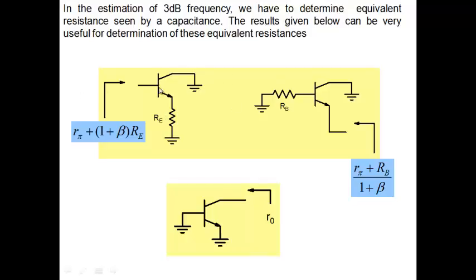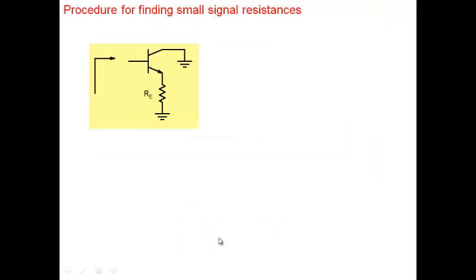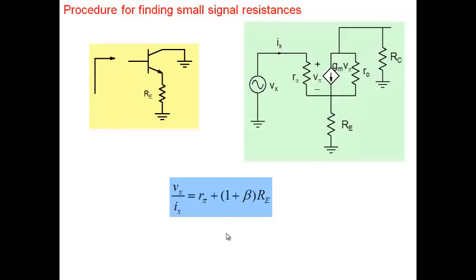I would like to use these results: when I look into the base, my resistance is R pi, and anything in the emitter gets multiplied by beta. If you want, you can keep 1, but most of the time we'll neglect it. When you look into the emitter, the resistance that you see is R pi plus RB, the whole thing divided by beta. Or if you look into the collector, it's a resistor which is very high, R naught. There are other results as well, and I could have put a resistor here also, and we have an expression for that. Let me skip all these here.